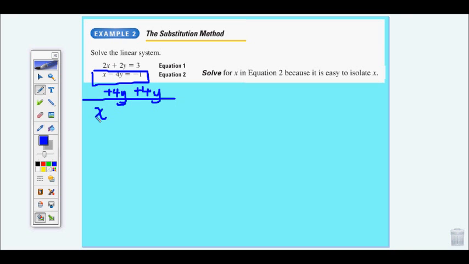I'm going to get that x equals, there's my isolated variable, 4y minus 1. There's my simple equation for substituting. Now I'm going to change colors again, let's not use the red, and I'm going to substitute that into my equation 1. So in this column here, I'm going to substitute that value in. So that's going to be 4y minus 1 plus 2y equals 3.